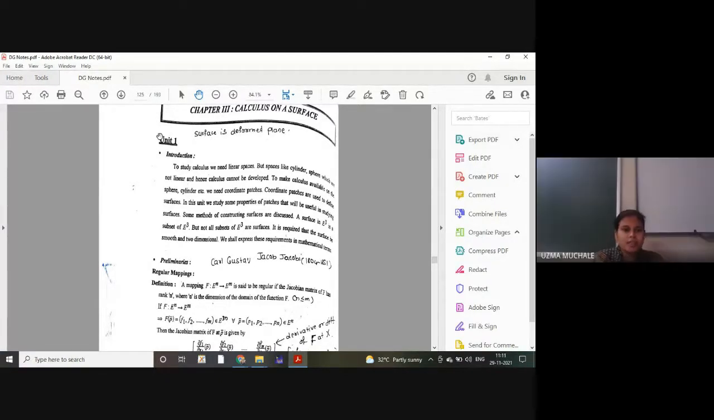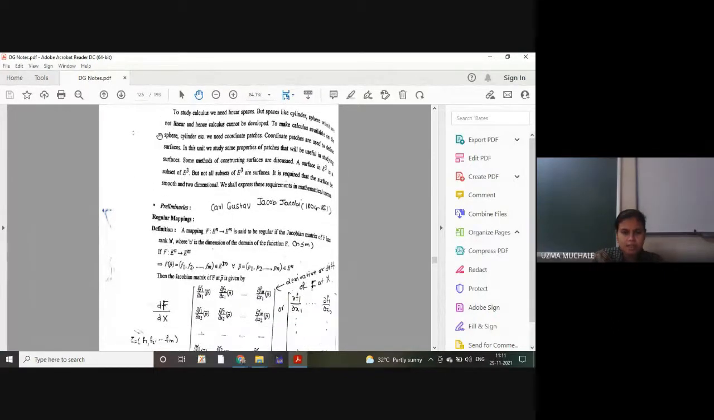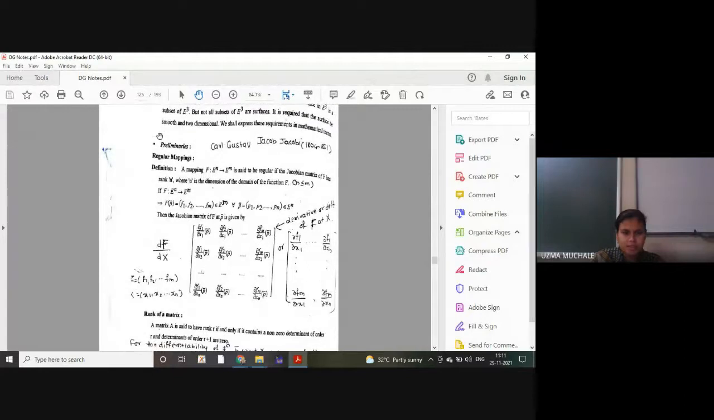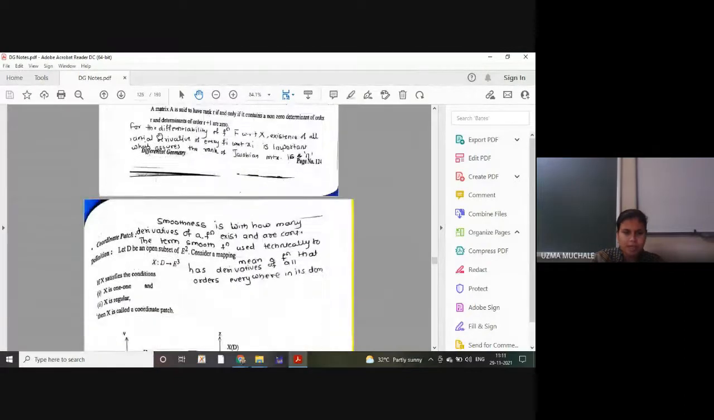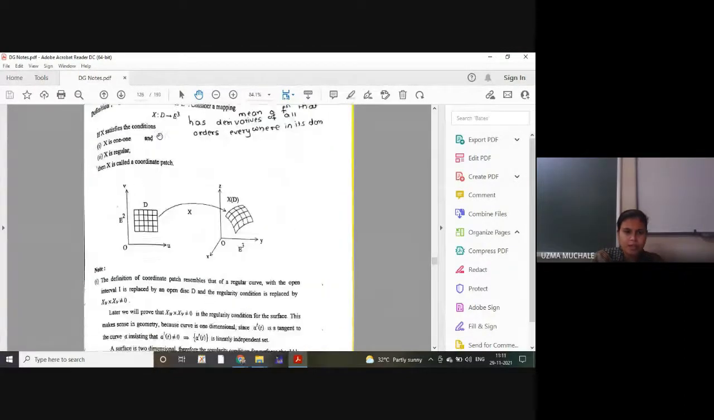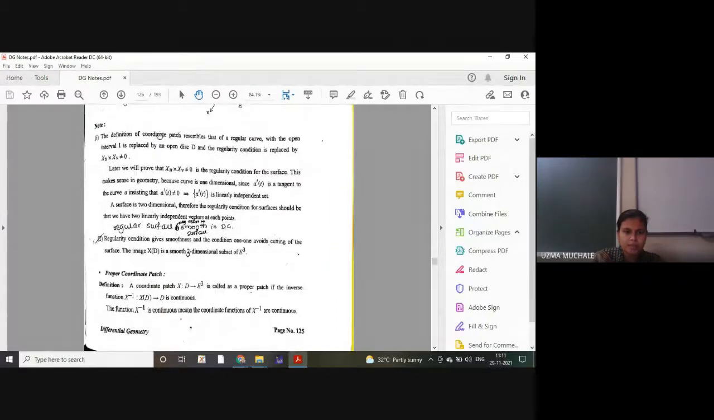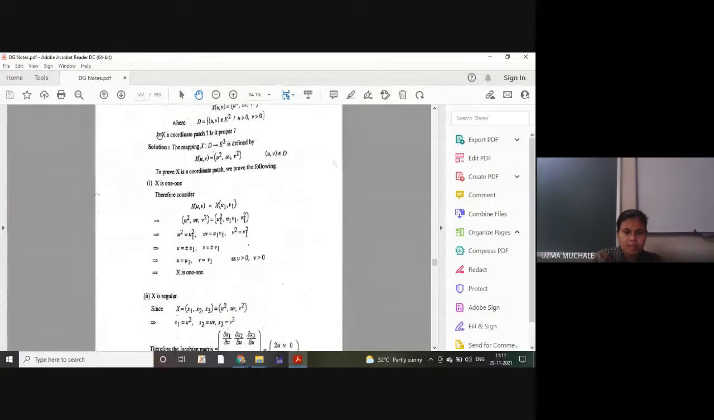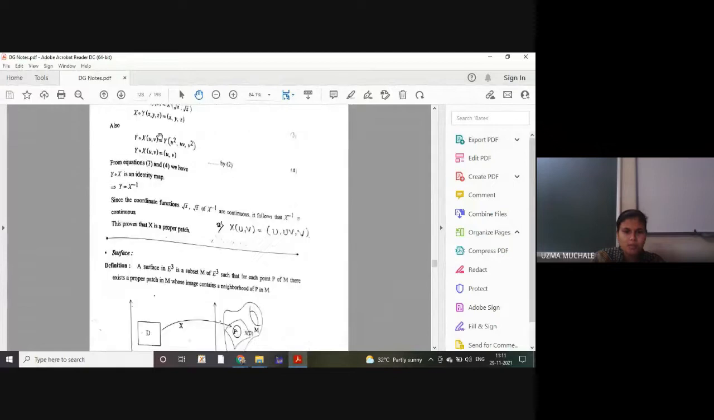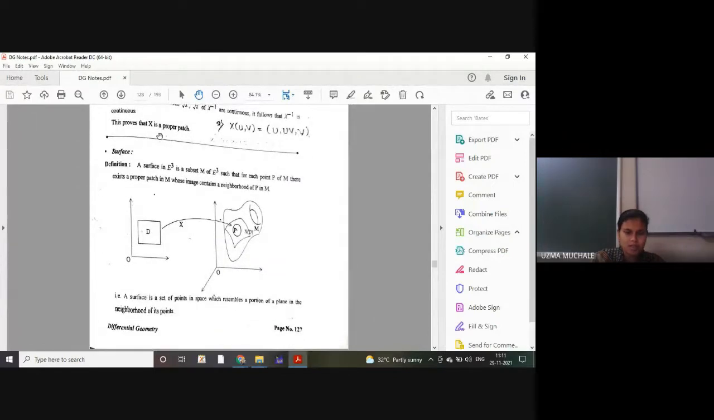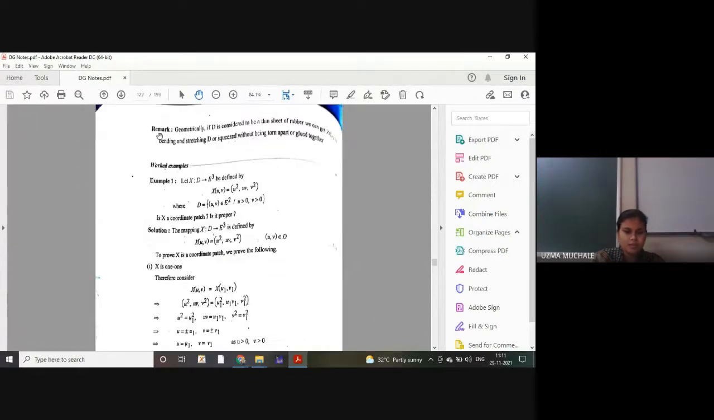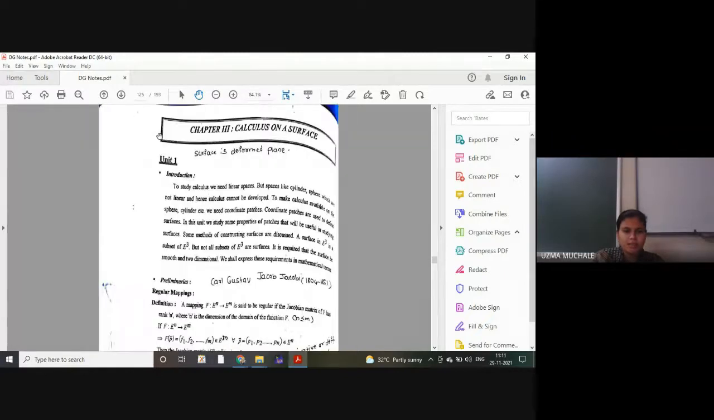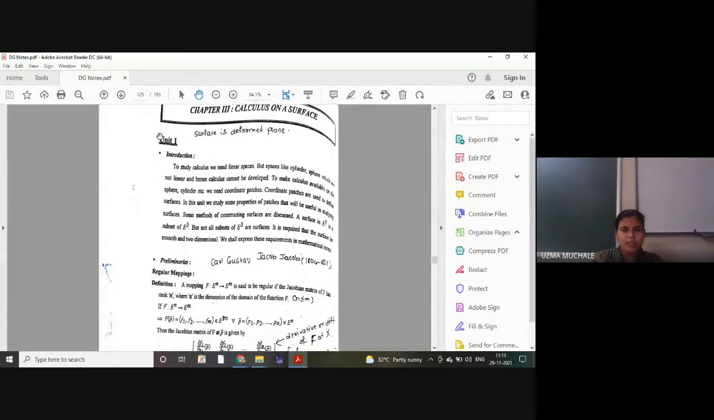So you can see here, in the chapter on surfaces, we will define regular mapping and the rank of the matrix, then coordinate patch, and after that proper patch, and then we are going to define what is a surface. So here is a definition of a surface. Before that, let us see what is there in the introduction.